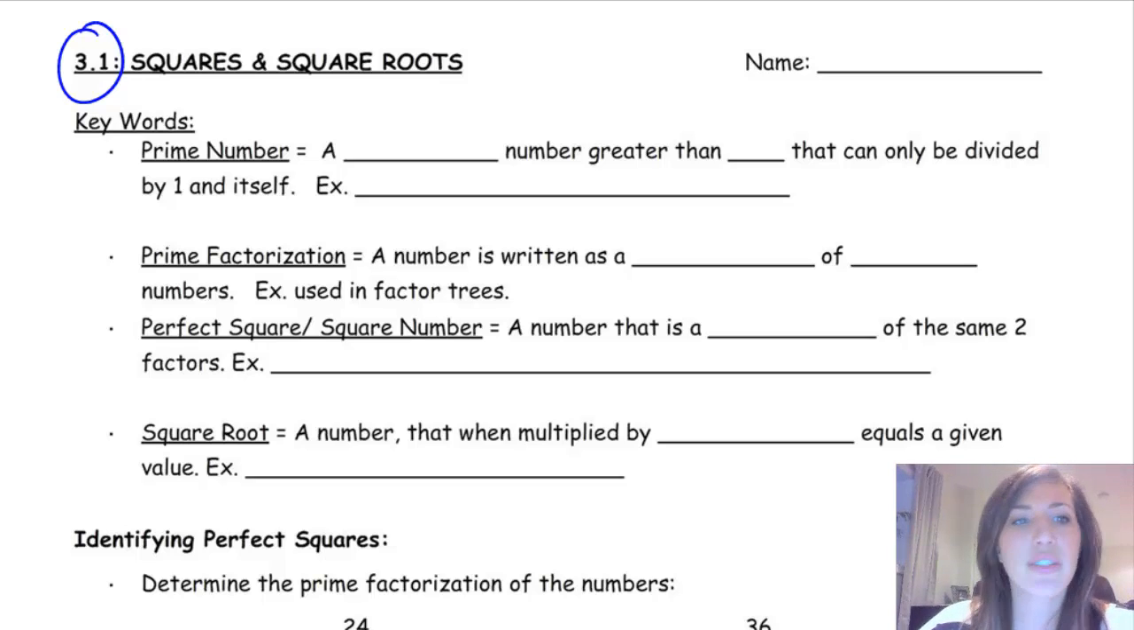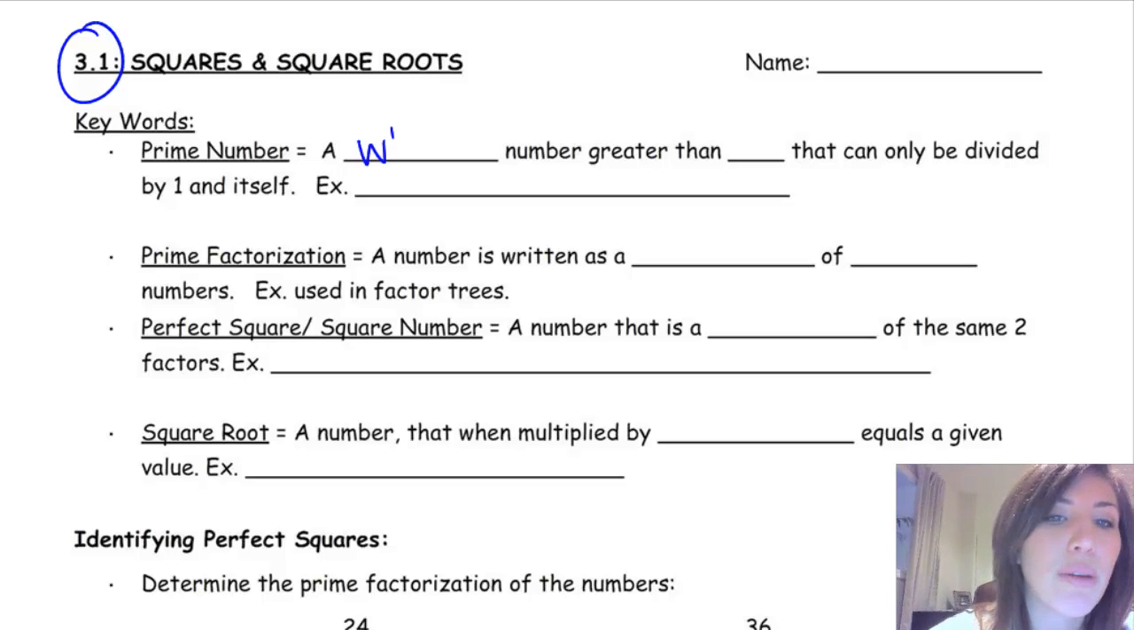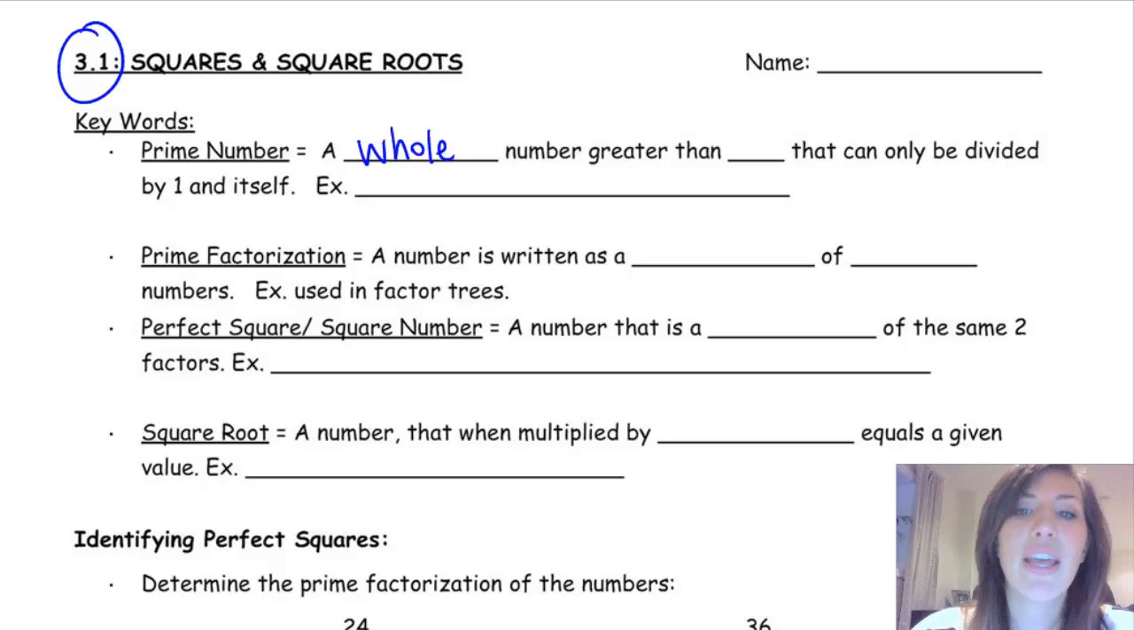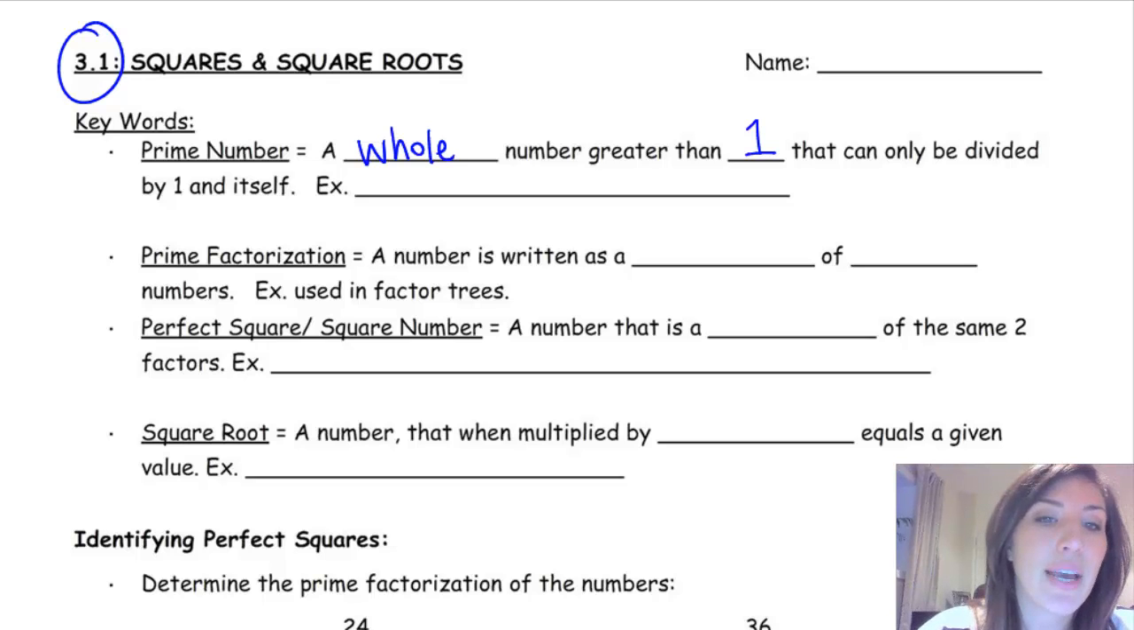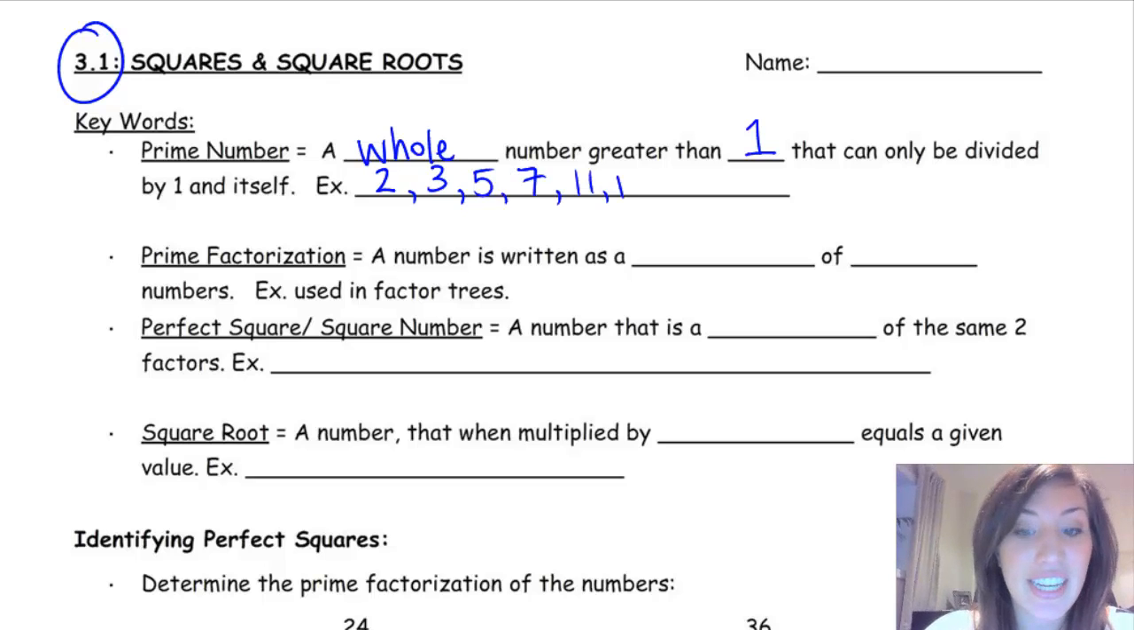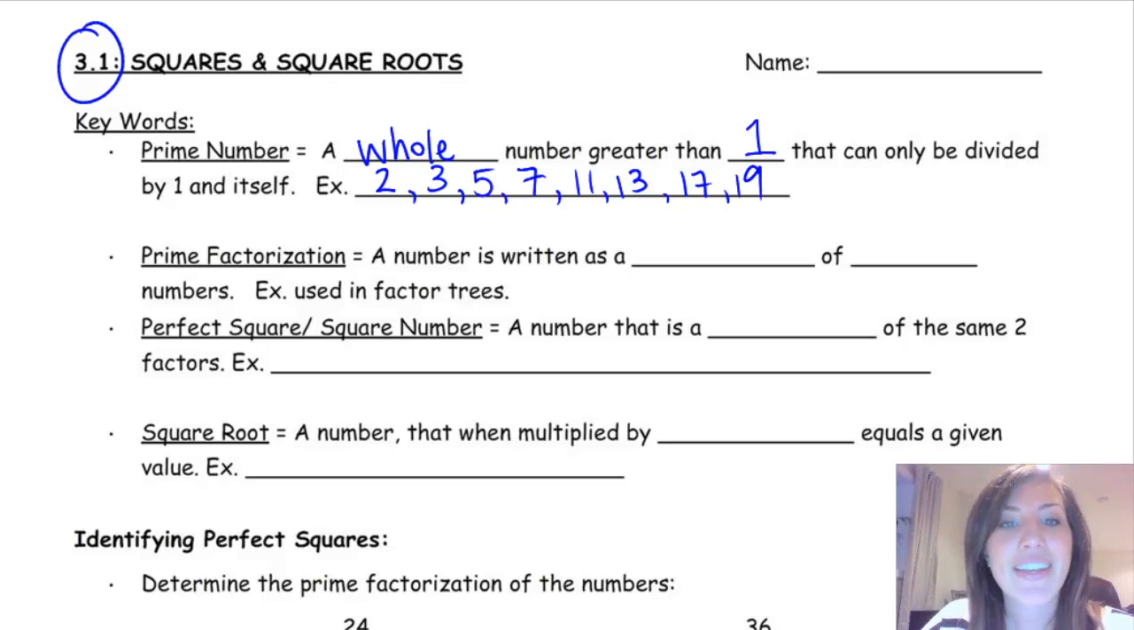So we have some keywords here, some definitions that I would like you to learn and understand. And the first one is a prime number. What is a prime number? Well, that is simply a whole number, so not a decimal, a whole number that is greater than 1. So not 1, but something bigger than 1 that can only be divided by 1 and itself. For example, 2 can only be divided by 2 and 1. 3 can only be divided by 3 and 1. 5 can only be divided by 5 and 1. 7, 13, 11, 17, and 19 are all examples of prime numbers.